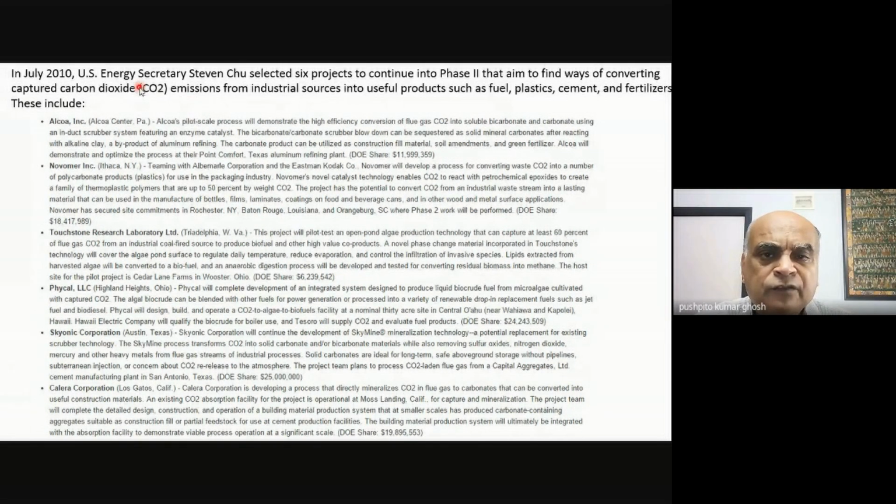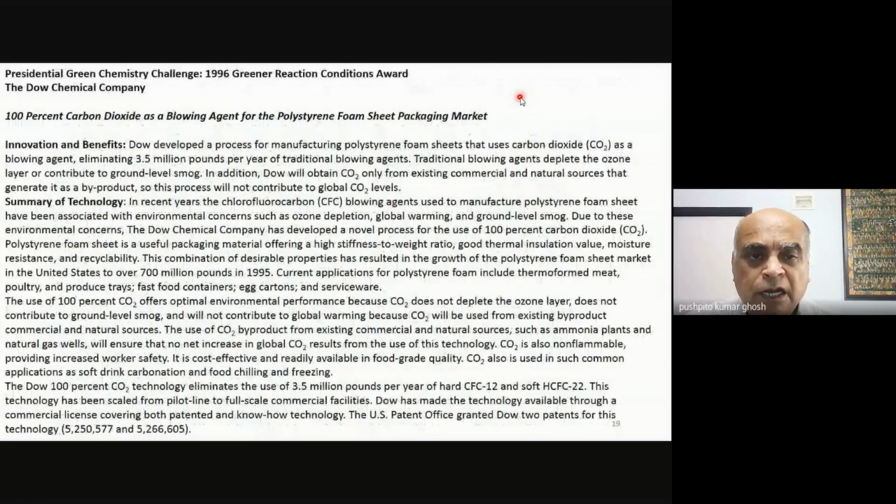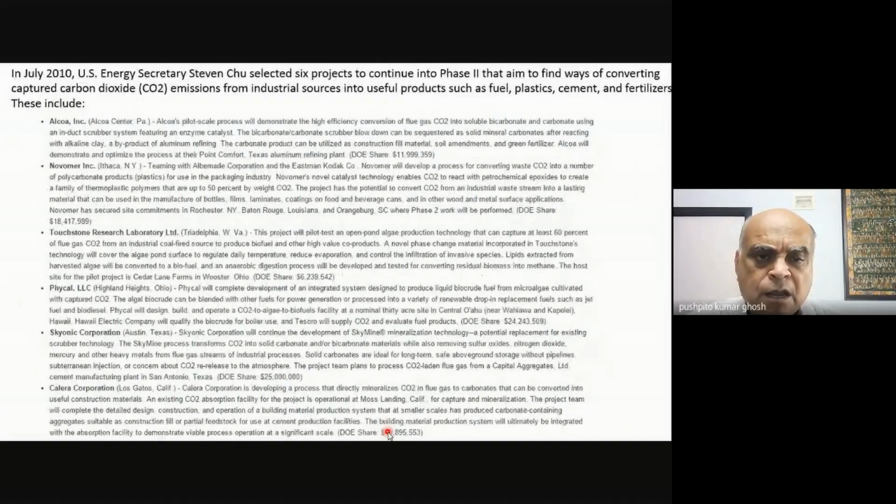So for example, you can see these 6 projects were selected by the US Department of Energy as very promising potential technologies for capturing CO2. I don't think all of them are that good. None of them actually are of the class of this, for example, which is so easy for anyone to understand, how it benefits. But broadly I divided them into certain areas.